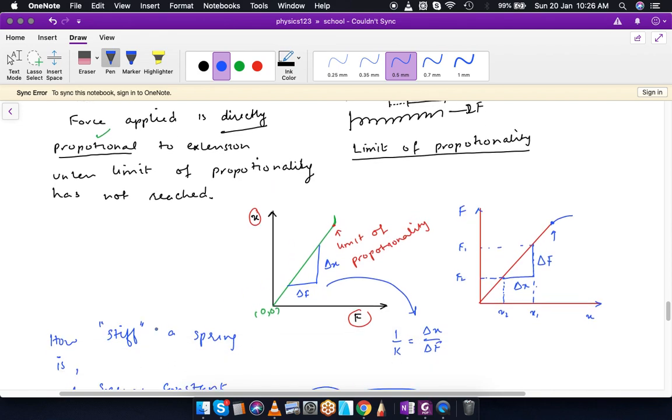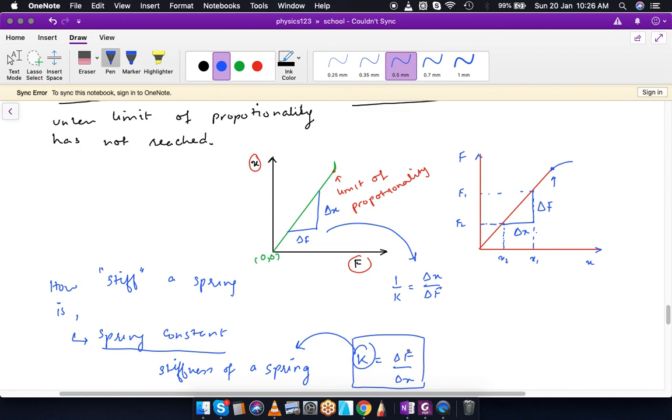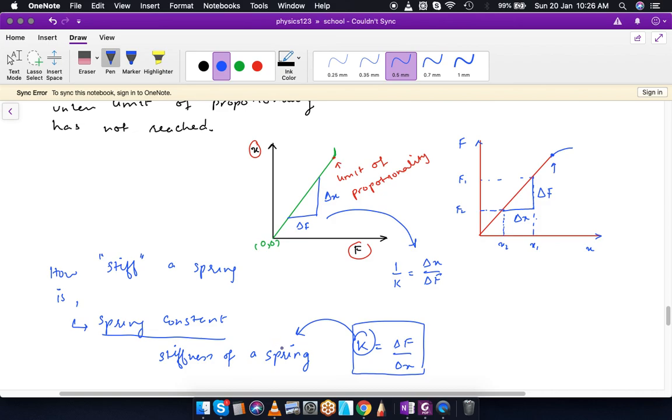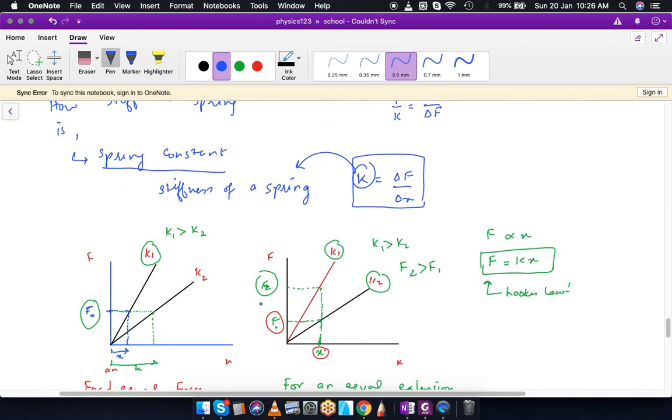Now, you could find the stiffness of a spring by finding the change in force over the change in extension, and this factor is given by k, which is the spring constant, and it gives you the stiffness of the spring. Further, we concluded that for the same force applied to two springs, a bigger stiffness will show less extension, and a smaller stiffness will show more extension. But if we want them to have the same extension, then F1 and F2 will be different forces applied to them because they have different spring constants.